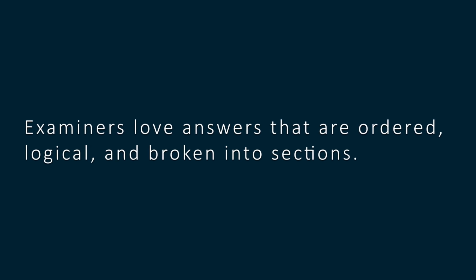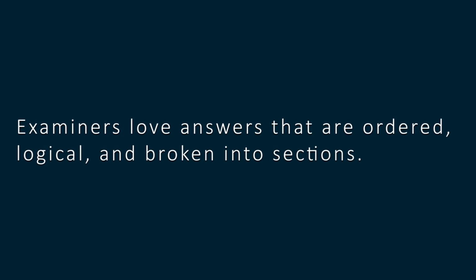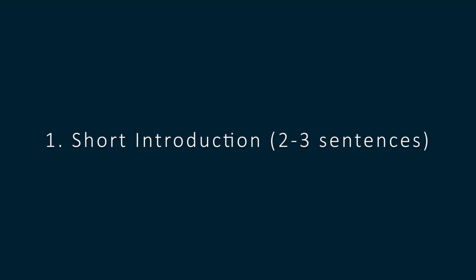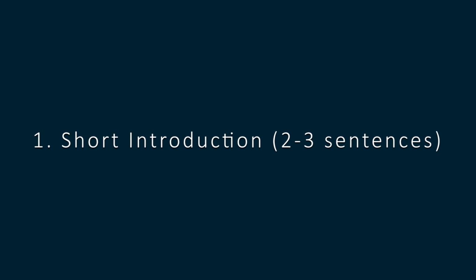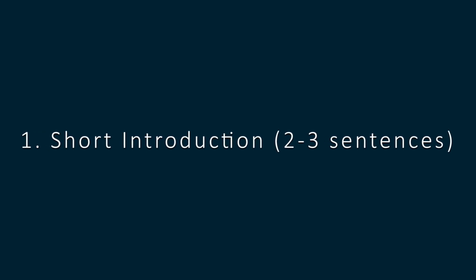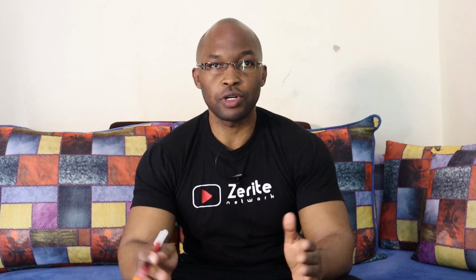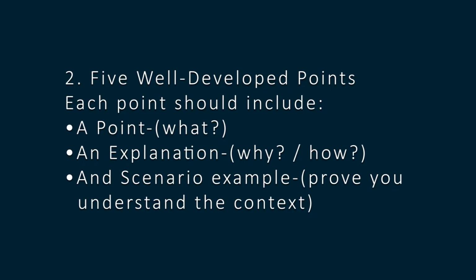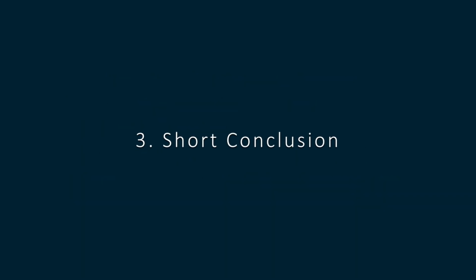Well, examiners love answers that are ordered, logical, and broken into sections. Now, here's an example of how you go about answering that. Number 1, short introduction, basically 2 to 3 sentences. In this case, you show you understand the topic. And if the question is a scenario-based question, then your introduction should link back to the scenario. So number 1, there's the intro. Number 2, which is the main body, in this case 5 well-developed points. Each point should include a point, that is what, an explanation, that is why and how, and a scenario example, which in this case will help to prove that you understand the context. And then number 3, a short conclusion.